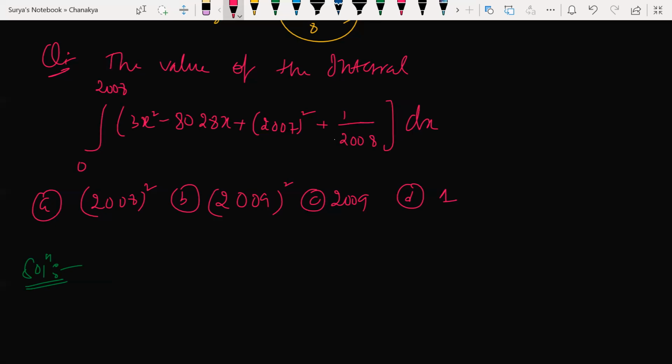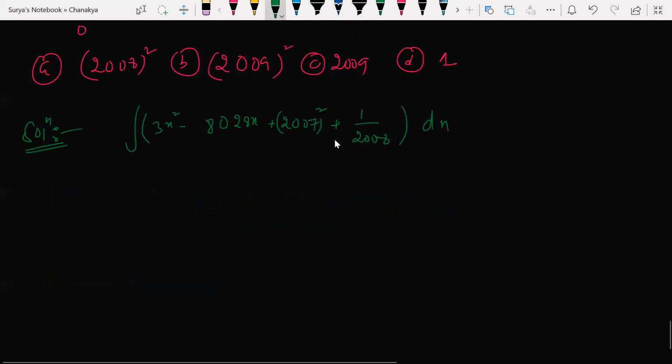Quick. Very simple question actually. The value of, look at this here. First of all, let us write it as it is, 0 to 2008. First of all, look at this, guys. Again and again, I'll not write limits. First of all, let us do normal integration into dx, in fact.